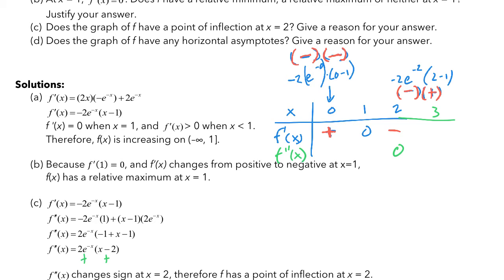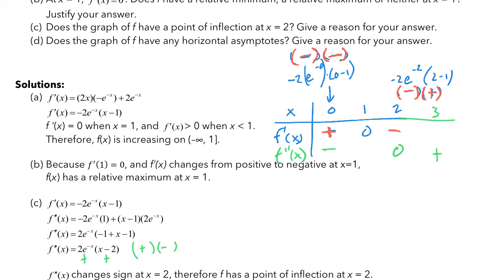And plug in something like 0, I get a positive, negative. At 0, so I get a negative. And so the second derivative changes sign. There's my actual work for that now in green.